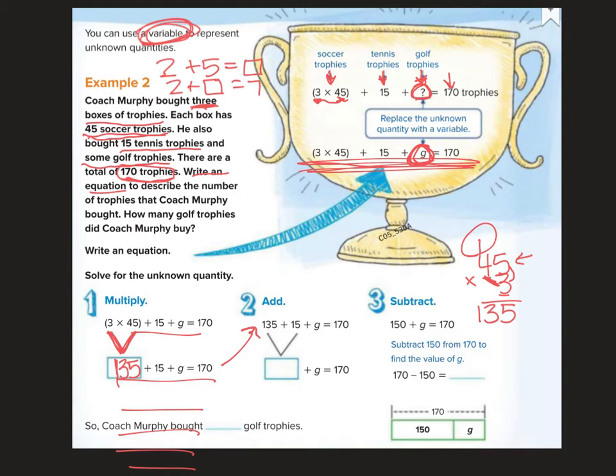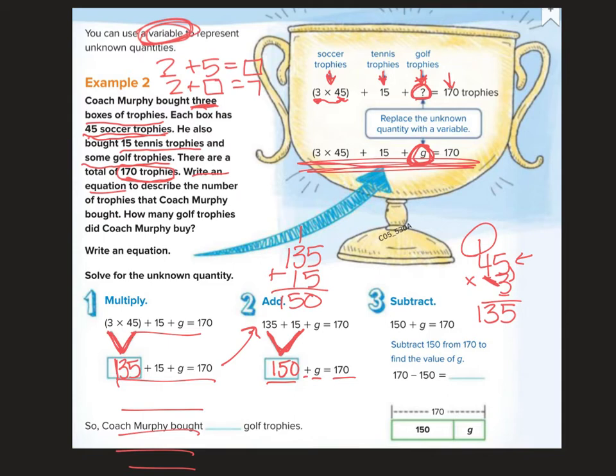So we did 3. Now we need to do 135 plus 15. Okay, 135 plus 15 is 5 plus 5 is 10. 3, 4, 5. 150 is where we're at now. So it says 150 plus G equals 170.